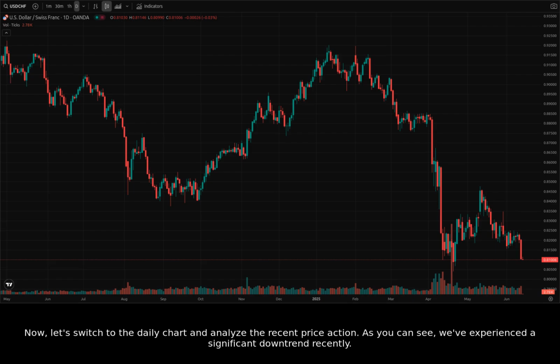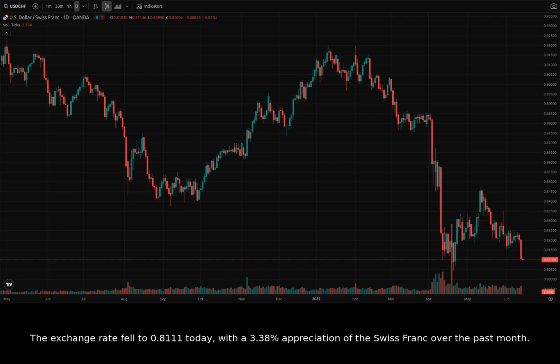Now, let's switch to the daily chart and analyze the recent price action. As you can see, we've experienced a significant downtrend recently. The exchange rate fell to 0.8111 today, with a 3.38% appreciation of the Swiss franc over the past month. We can see a fairly consistent downtrend in the last few months.